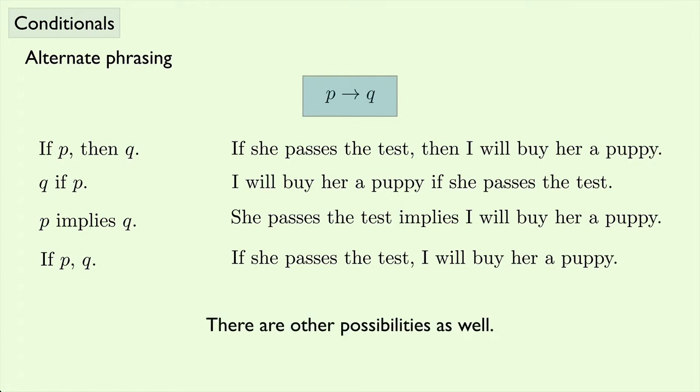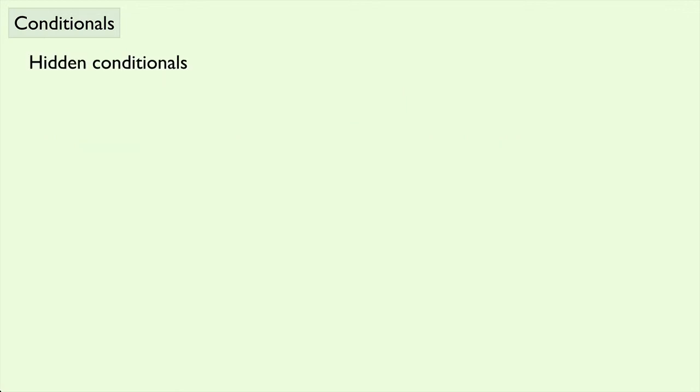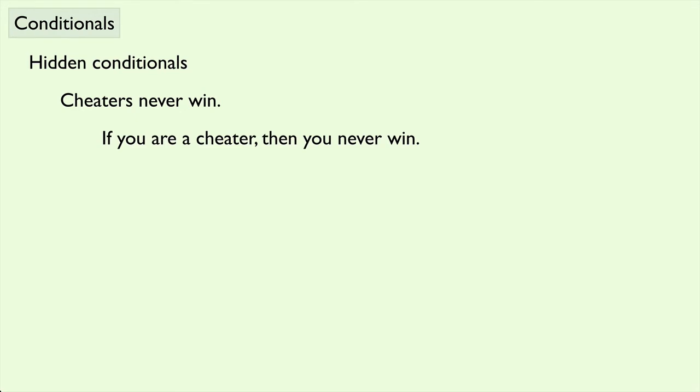There are other possibilities as well, so you have to be on the lookout with conditionals. With conjunctions and disjunctions, it was pretty clear when you had one of those, but with a conditional, sometimes it's not so clear. Here are some examples of hidden conditionals. These are conditionals that might not seem like conditionals. "Cheaters never win." We can rephrase this in if-then form: if you are a cheater, then you never win. So that's actually a conditional in disguise.